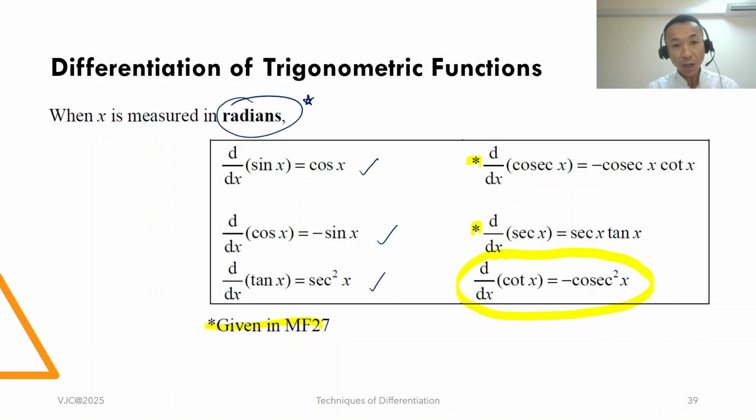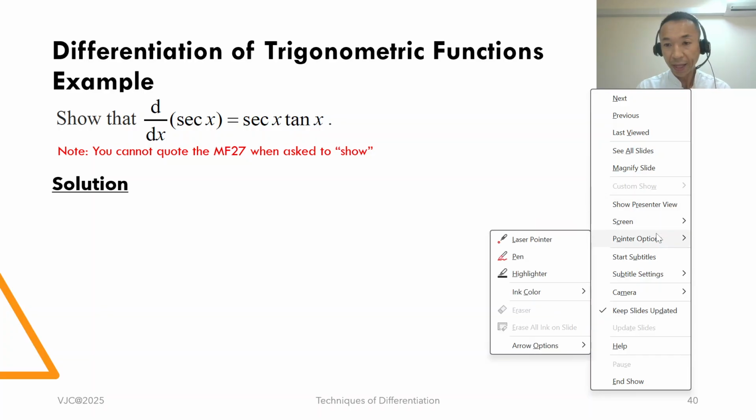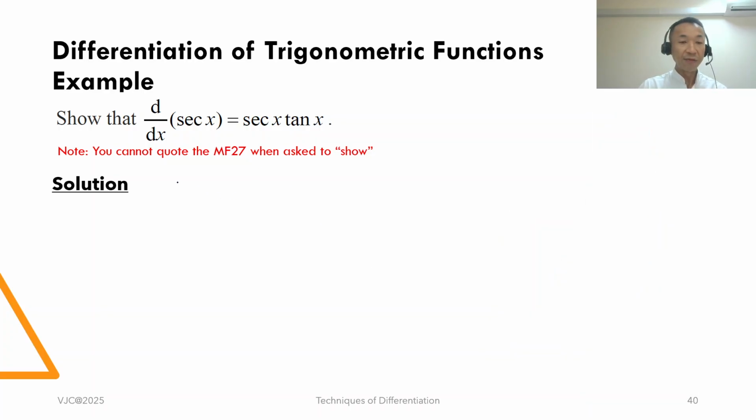Alright, so let's take a look at one example here. Show that differentiating secant x, you actually get secant x tangent x. Essentially, this is a formula in MF26. So you cannot just go and quote MF26 like that and say, therefore the answer is that. So we're going to differentiate it.